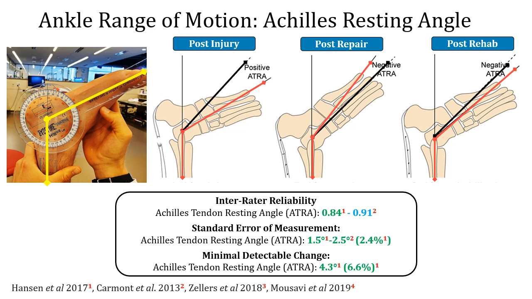Once again, similar to the other ankle motions that we've seen in prone in the open kinetic chain, excellent reliability. The standard error of measure is pretty darn good. It's 2.4%. That equates to 1.5 to 2.5 degrees. Minimal detectable change is 4.3 degrees, which is about 6%. Also really good, as indicated by the coloring of the values there. Green being good.